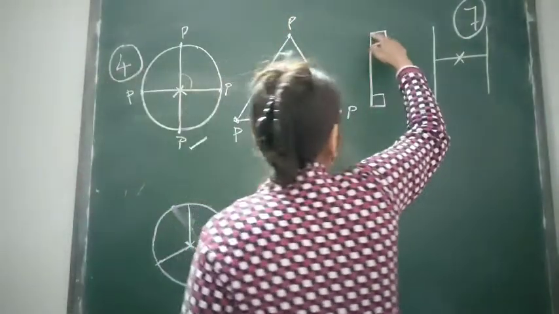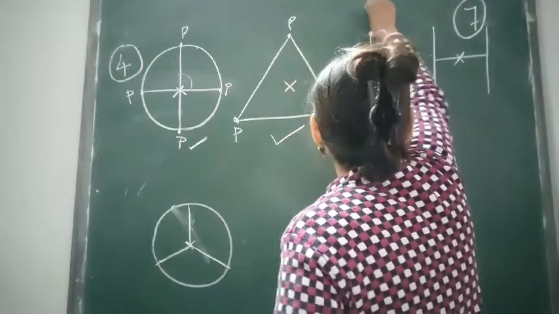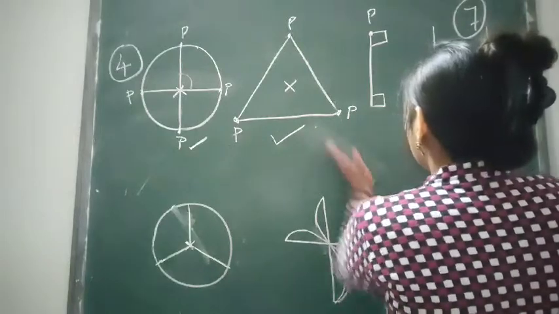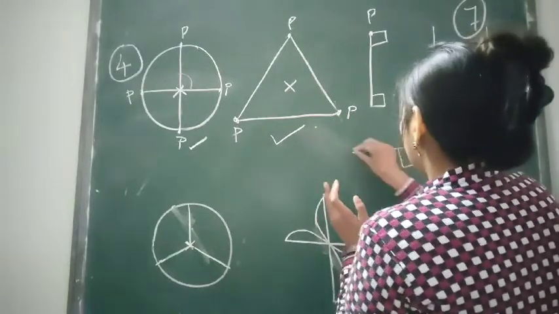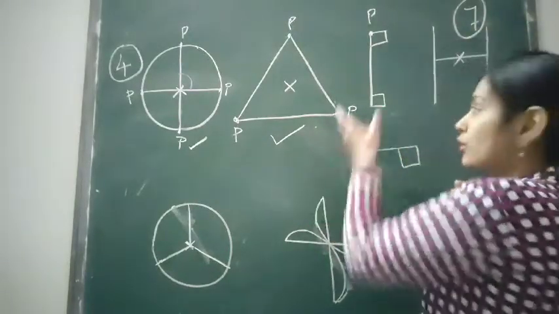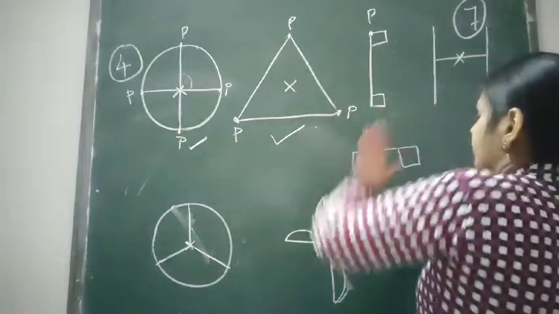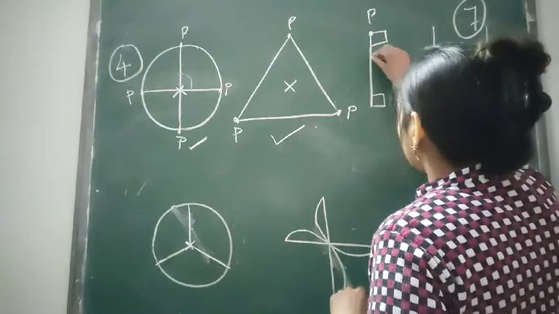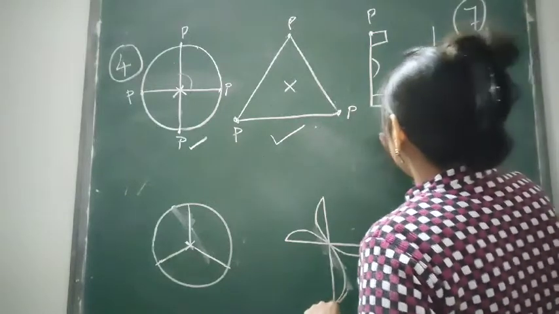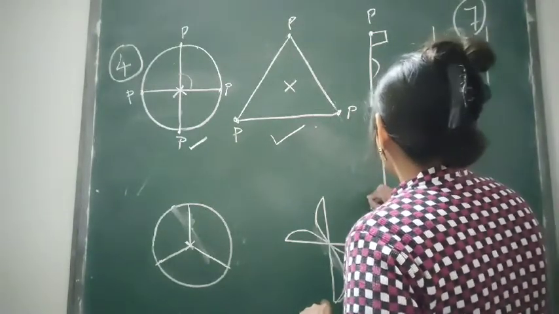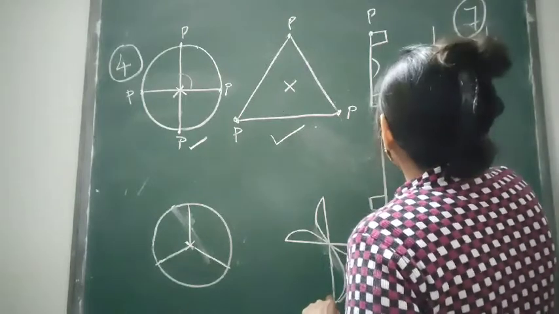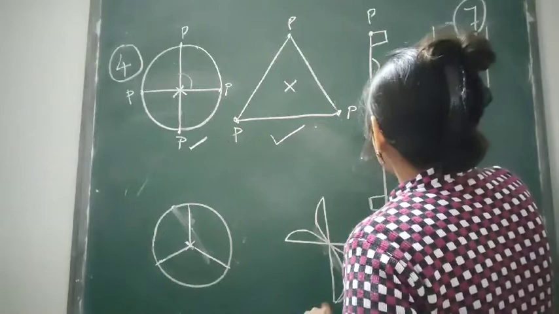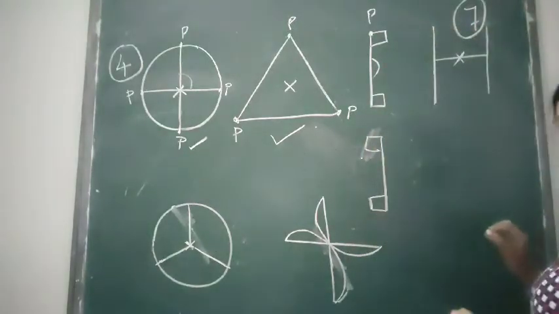Now here, if you mark a point P here, so if you rotate it like this, difference can be seen, right? So you cannot rotate it like this. That means you need to rotate it at 180 degree. So if you rotate it at 180 degree, your diagram will become like this, right? So again difference can be seen, correct?